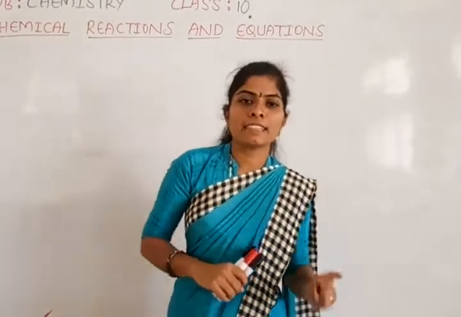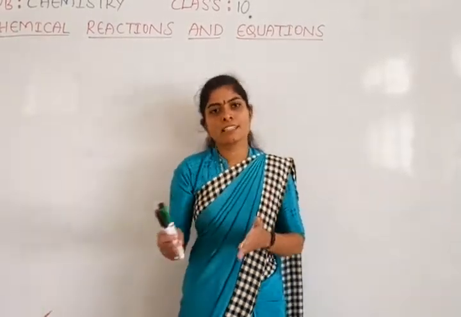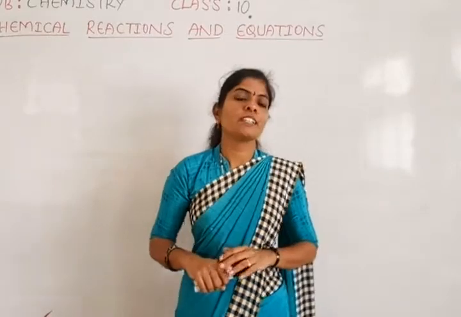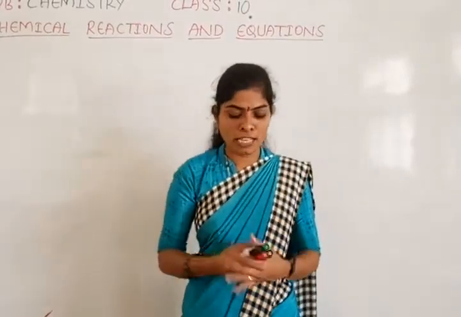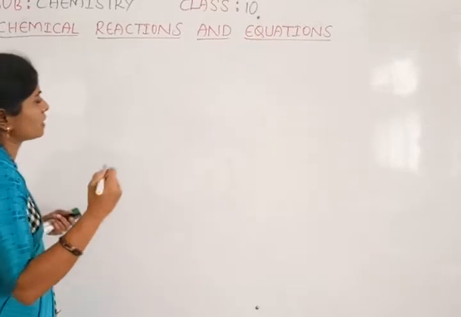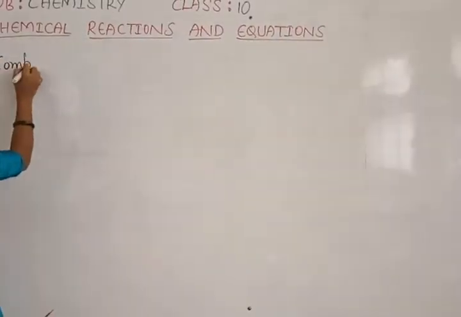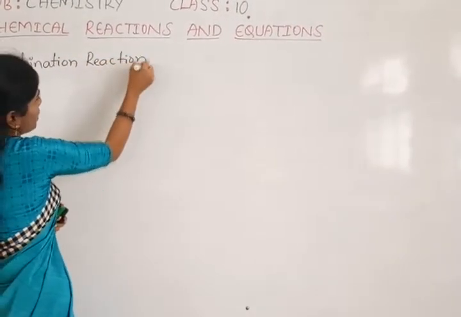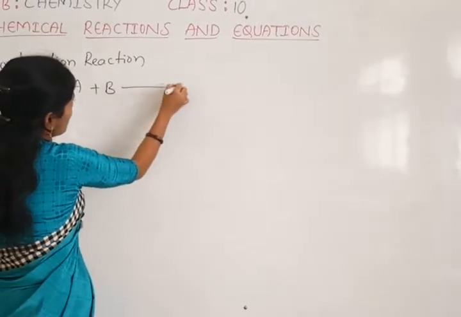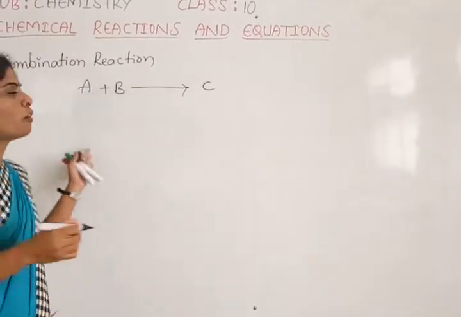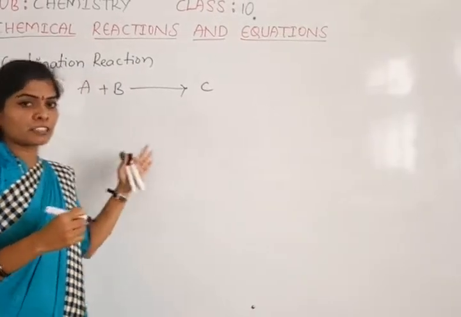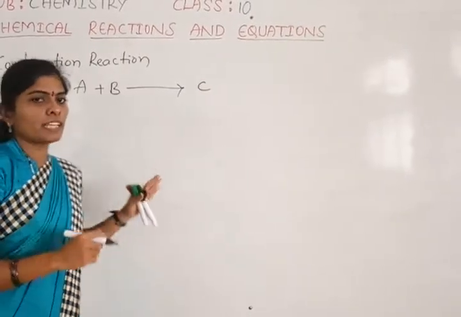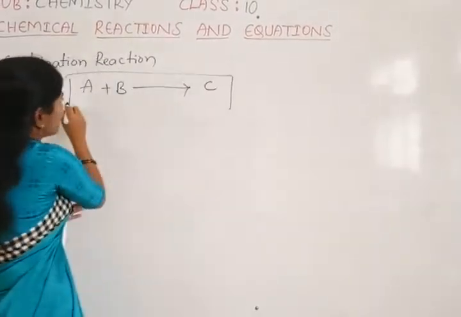Then what I said in the last class is that in the next class we are going to discuss what kind of questions will come on these. So the general equation for the combination reaction, how can I write it? For the combination reaction, the general equation I can write like A plus B gives rise to C. Here 2 or more reactants can react to form a single product. That is the combination reaction.